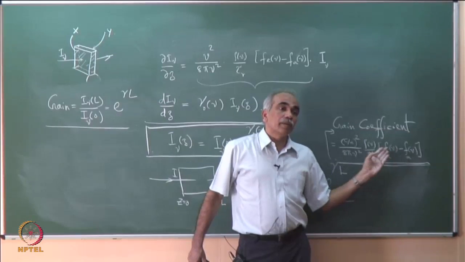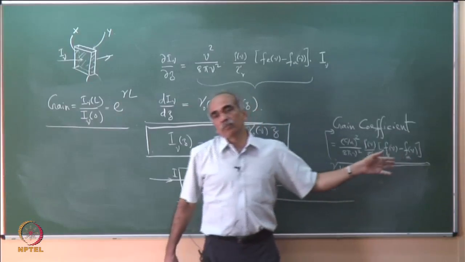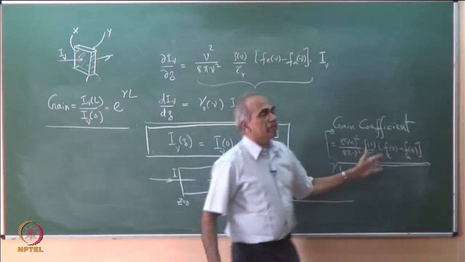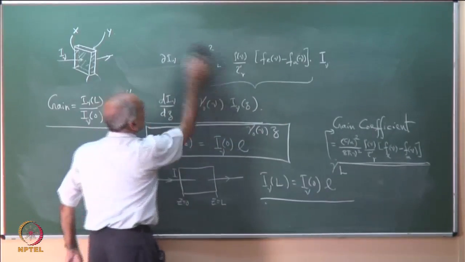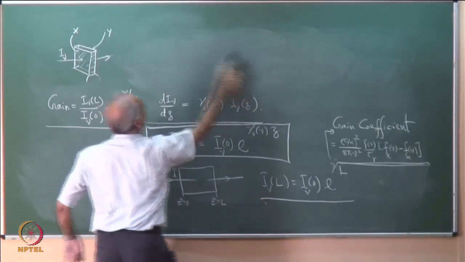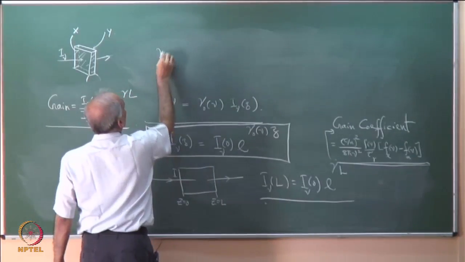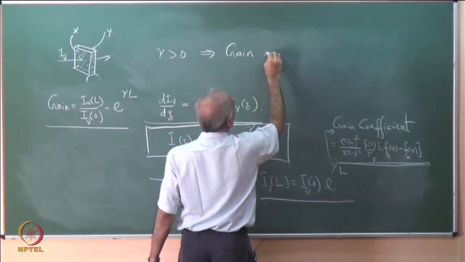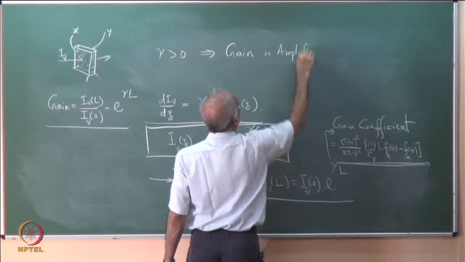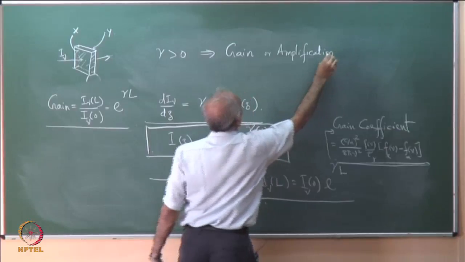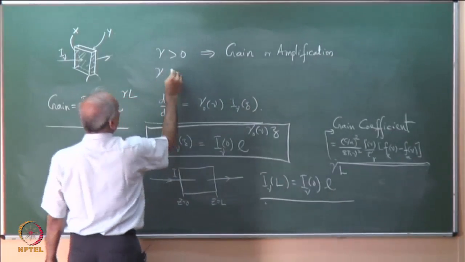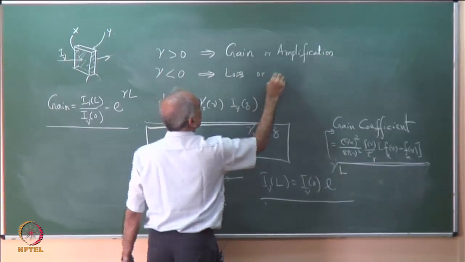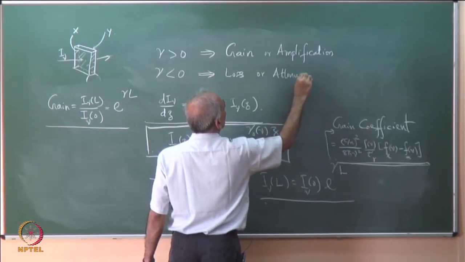This will be positive when the probability of emission is greater than the probability of absorption. And when will that happen? When will the probability of emission be greater than the probability of absorption? This is the condition that we have already derived, and so gamma greater than 0 implies gain or amplification, and gamma less than 0, that is negative, implies loss, net loss or attenuation.